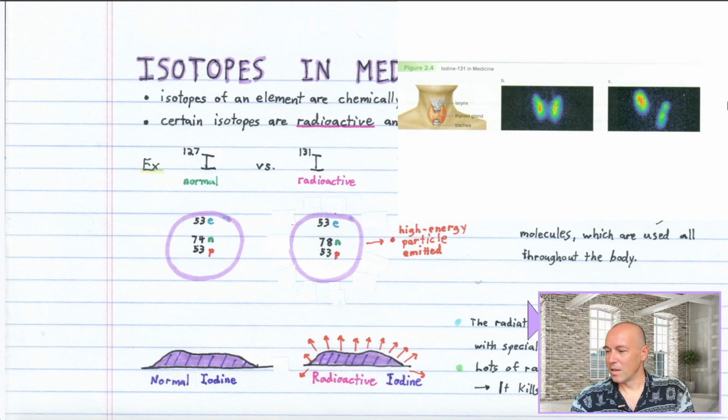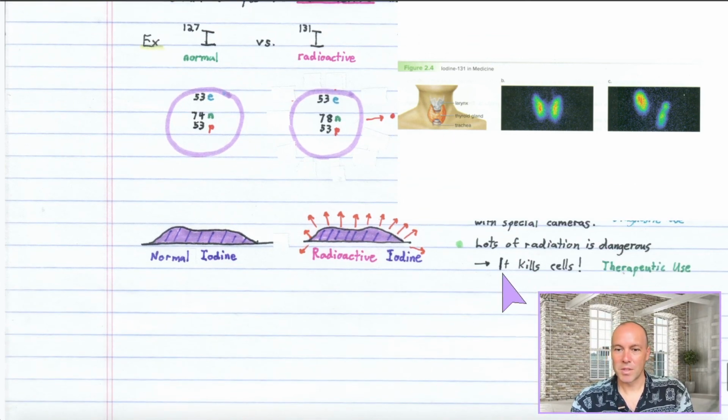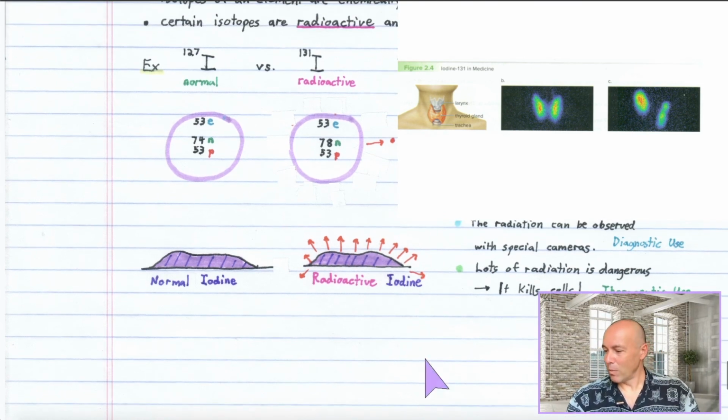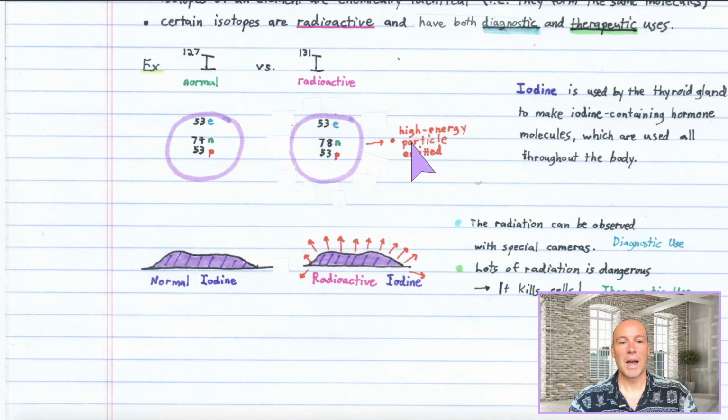Lots of radiation is dangerous. It kills cells, but sometimes you need to do that. So radiation therapy is a little bit different than chemotherapy. We'll compare the two. Radiation therapy uses radioactive material to kill cells. Chemotherapy uses some other chemicals to stop chemical reactions from happening, which kill cells. And we'll talk about that later on. And when we get to chapter 10, we'll see a lot more uses of isotopes in medicine, but this is a pretty interesting one.